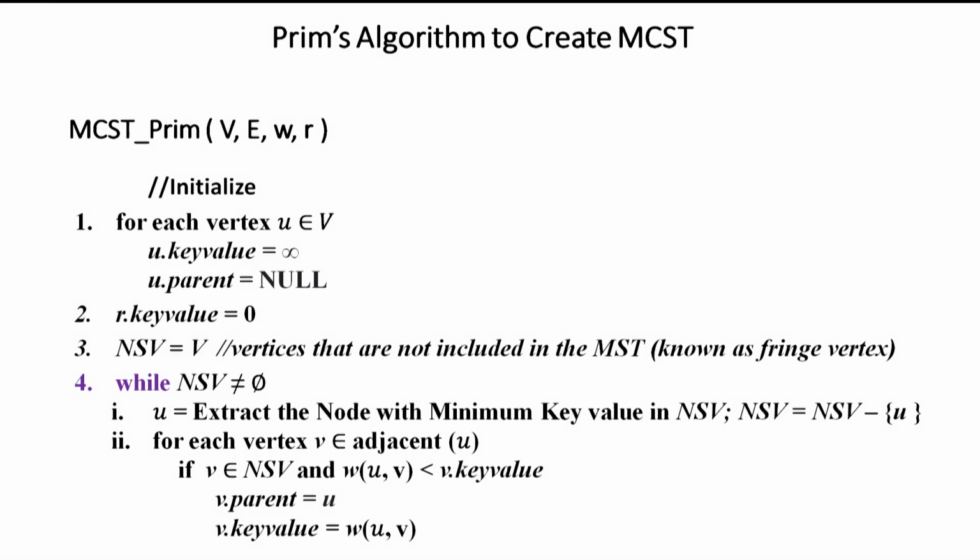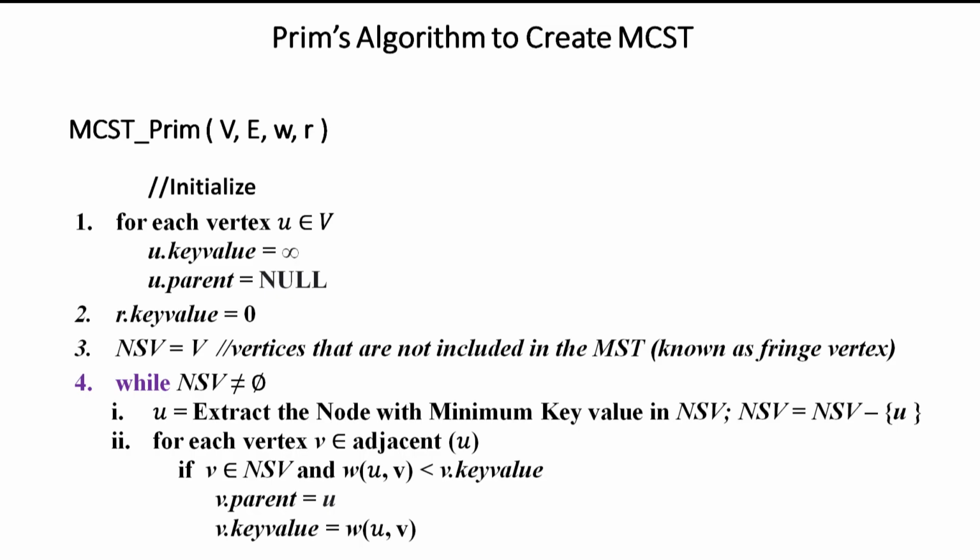In Prim's algorithm there are 4 inputs. For a given graph there are 4 inputs available, using which we can create the minimum spanning tree. What are those 4 inputs? The first is the set of vertices, that is V. Another is the set of edges, E. For each edge the weights are assigned, represented by W. And another input is the root. Root means the source node from where we want to start to create the spanning tree.